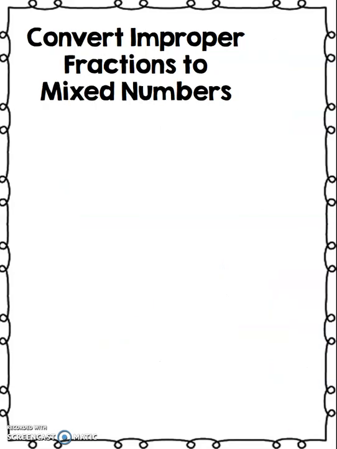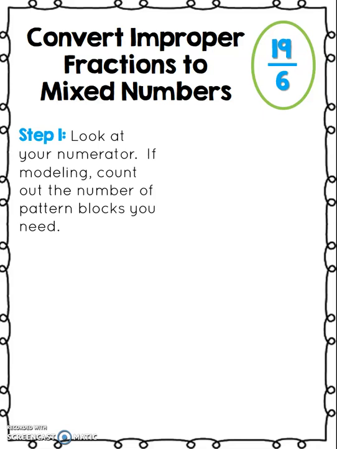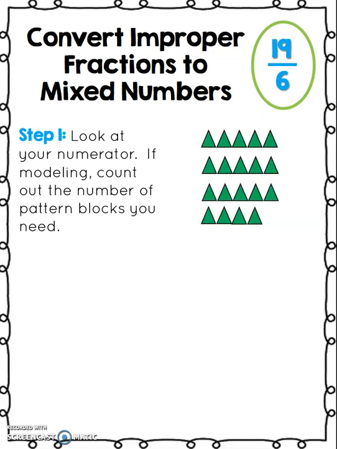So sometimes you're going to be asked to turn improper fractions into mixed numbers. So let's look at the example 19/6. First, we need to look at our numerator. If we're modeling this, we would count out the number of pattern blocks or fraction tiles that we need. So in this case, our numerator is 19. So if I was using pattern blocks, 6th-sized pieces would be the green triangles. So I'm going to show 19 green triangles on my paper.